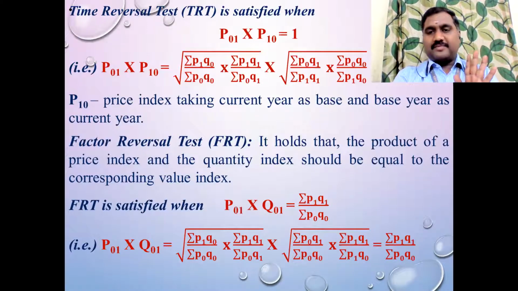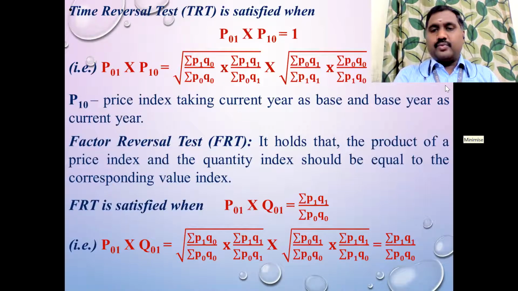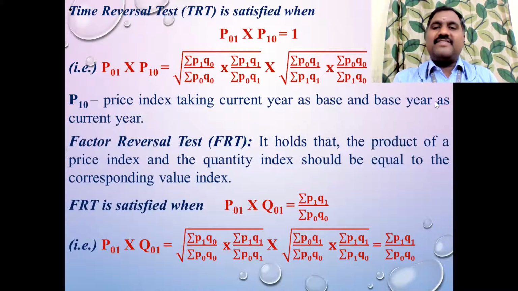That is time reversal test. That should be equal to 1. Right? Simple. And similarly, the factor reversal test should be proved.